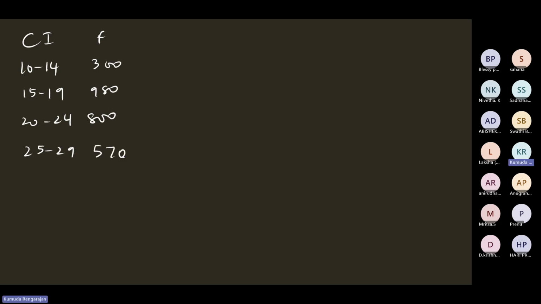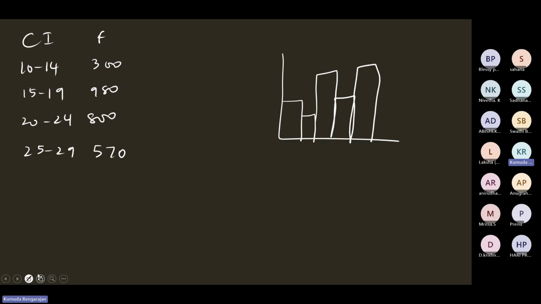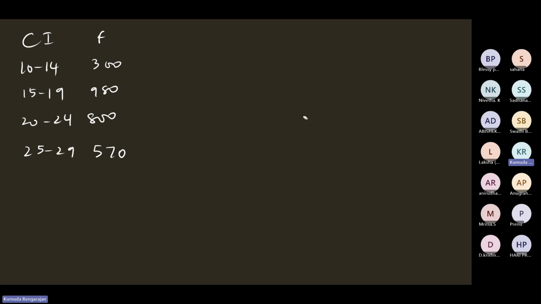Now, in this case, when the class intervals are not continuous, you must make them continuous because a histogram represents closely packed rectangles. Rectangles will be closely packed like this. There should not be space between two. It's not a bar graph to have space between the two rectangles.